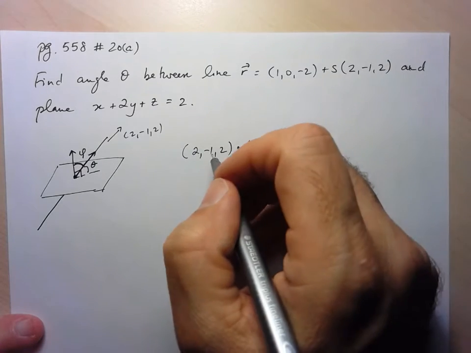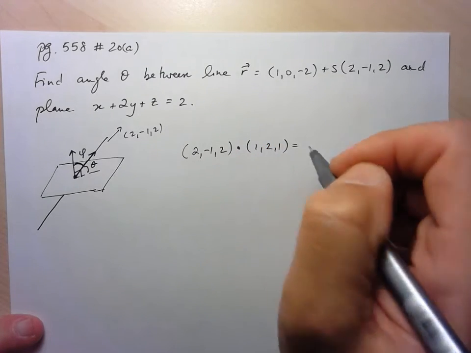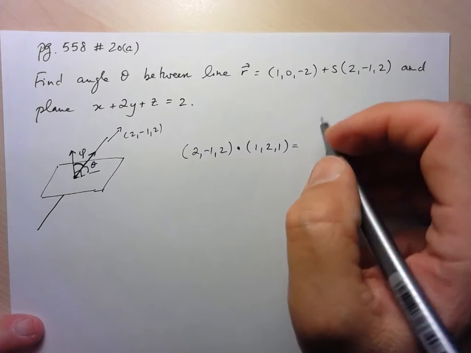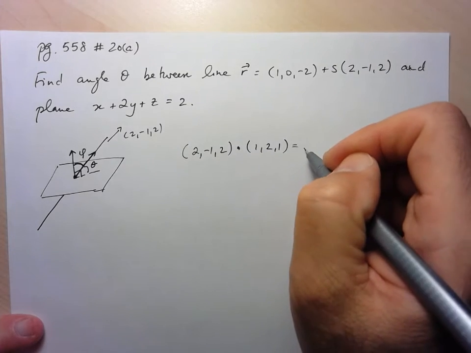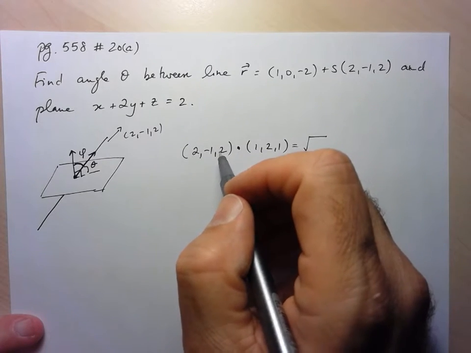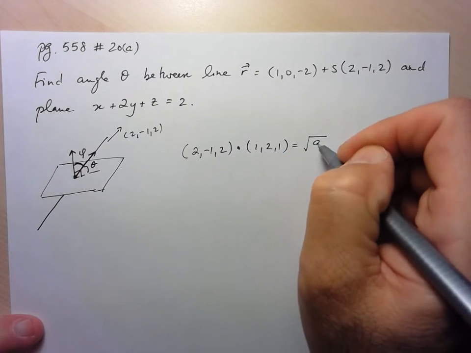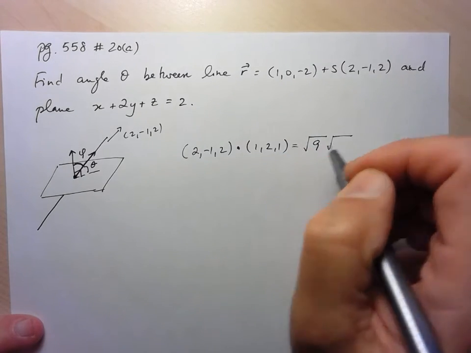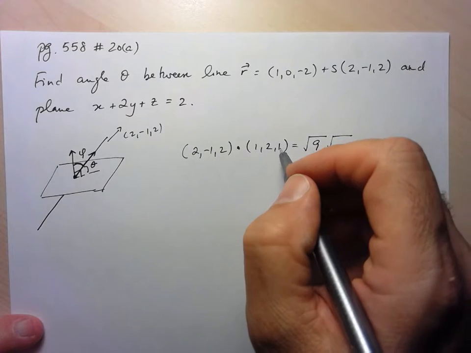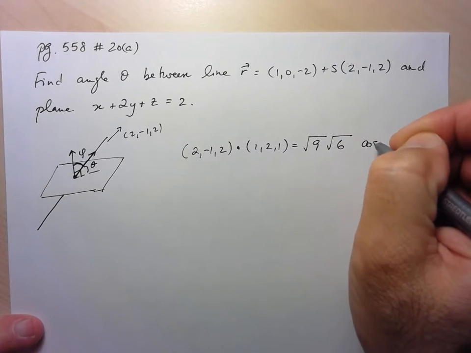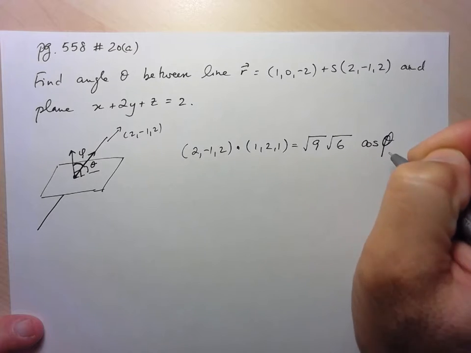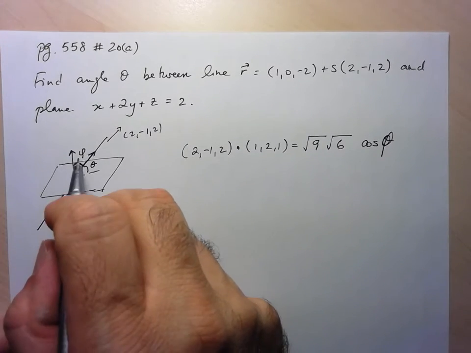On the left side we're going to use the algebraic definition. On the right side we're going to use the geometric definition, which is just the magnitude of the first vector, so 2 squared plus 2 squared plus 1, that's 4 plus 4 plus 1 is 9, times the magnitude of the second vector, 1 plus 4 plus 1 is 6, times cosine of the angle between them. And what we're finding here is the angle phi.